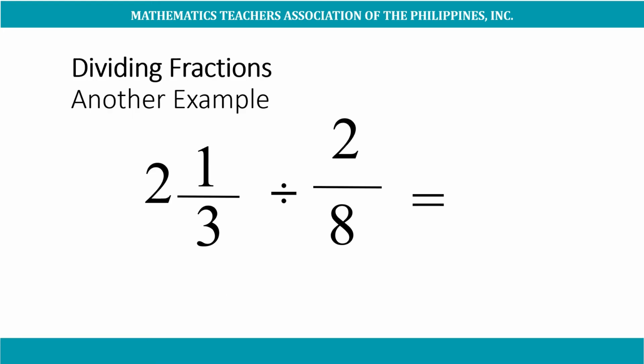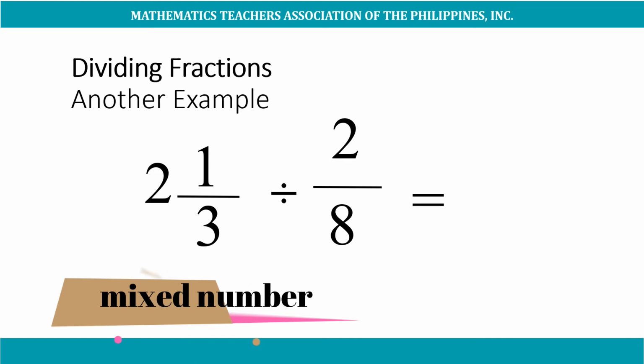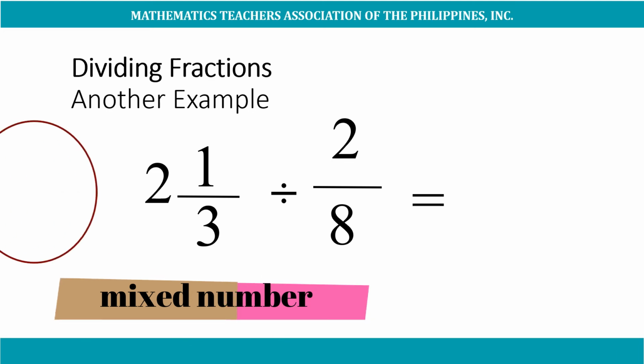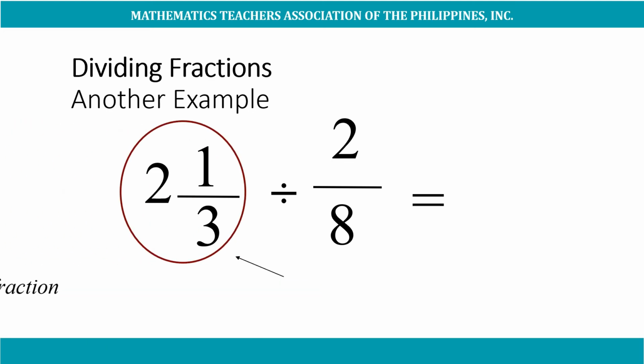Let's have 2 and 1/3 divided by 2/8. As you can see here, we have a mixed number. So what we will do is convert it into an improper fraction.